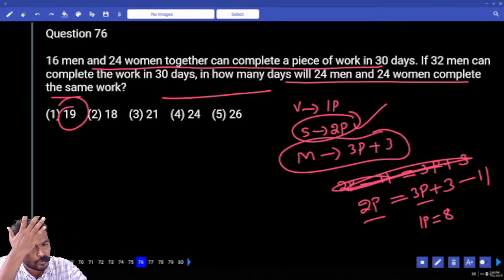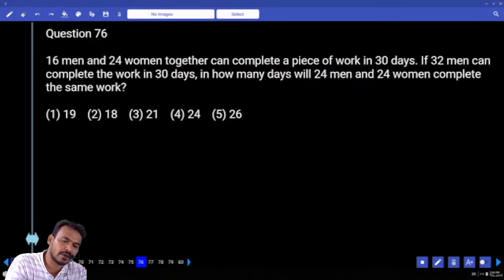Next question number 76. 16 men and 24 women together can complete a piece of work in 30 days. If 32 men can complete the work in 30 days, in how many days will 24 men and 24 women complete the same work or different work?